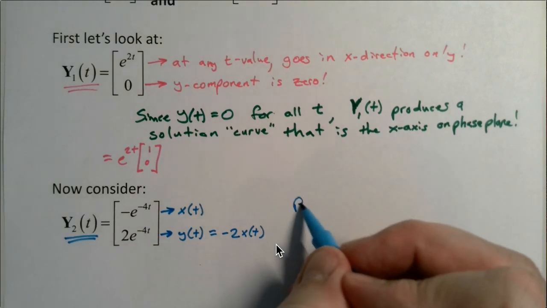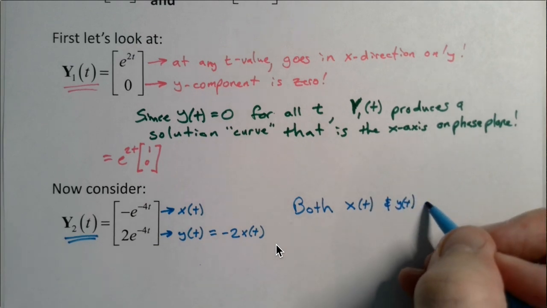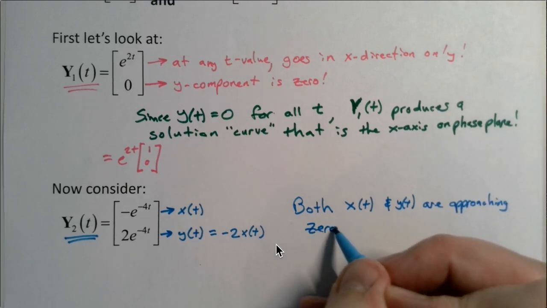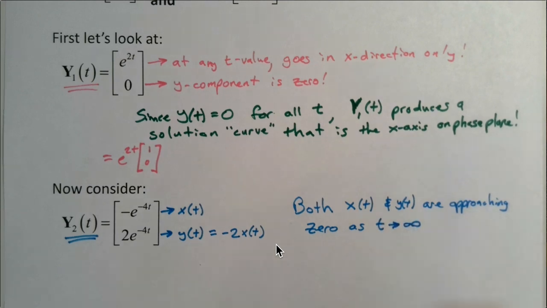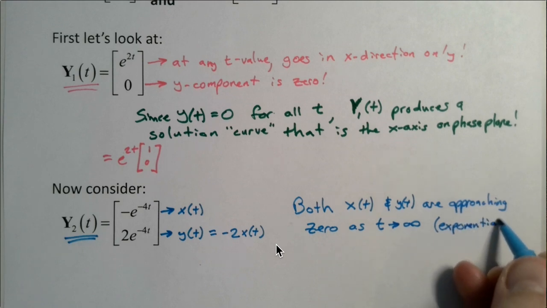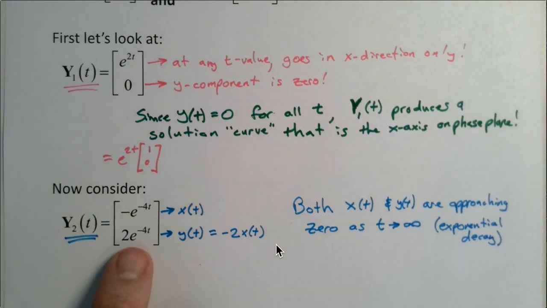So apparently, both x of t and y of t are approaching 0 as t approaches infinity. And I can tell that because as t gets really, really big, both of these exponentials, because they have a negative in the exponent, are headed towards 0. This is what we would call exponential decay. So just looking at this solution curve, this is telling us that wherever you start, your x-coordinate is going to slowly decay over time, and your y-coordinate is also going to decay over time, right?